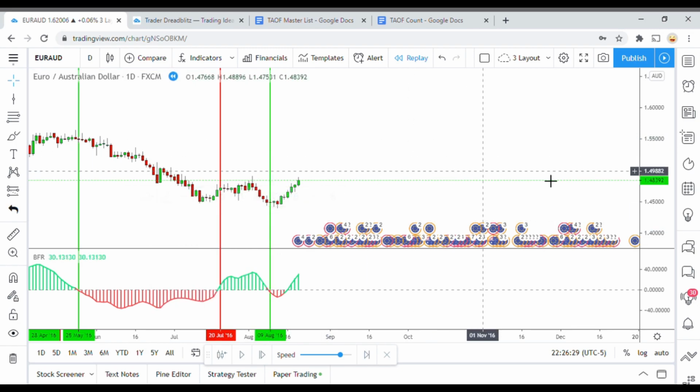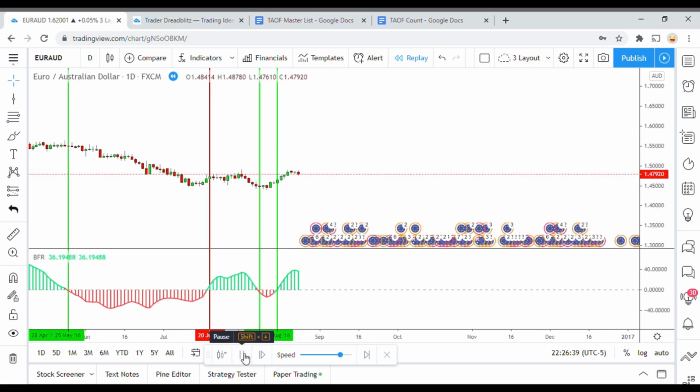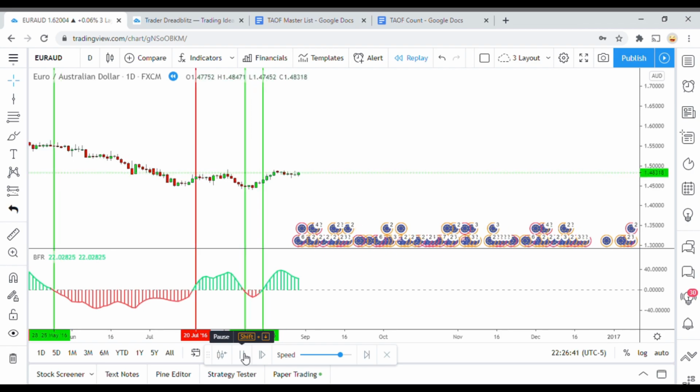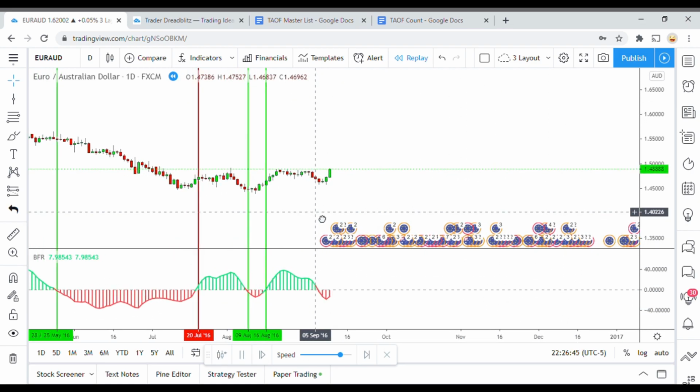There to there. Ooh, that's close. I mean, talking a few pips, but it does appear as though it got us there. Now we get a long signal back over here on this side. That one actually worked out for us reasonably well.